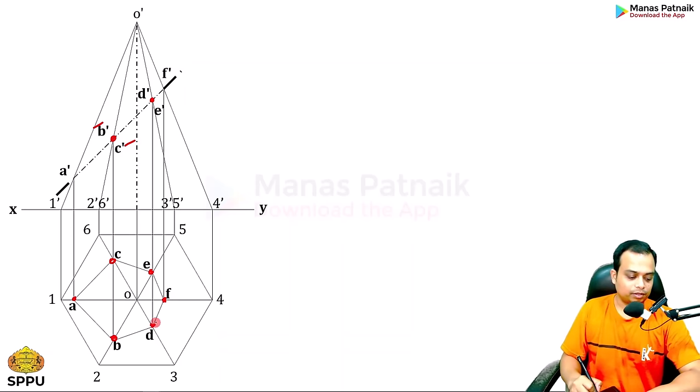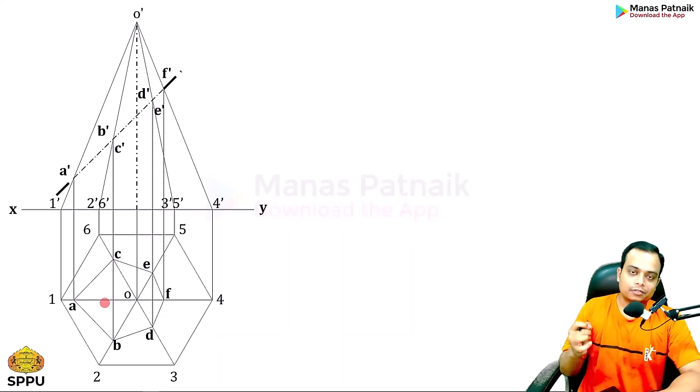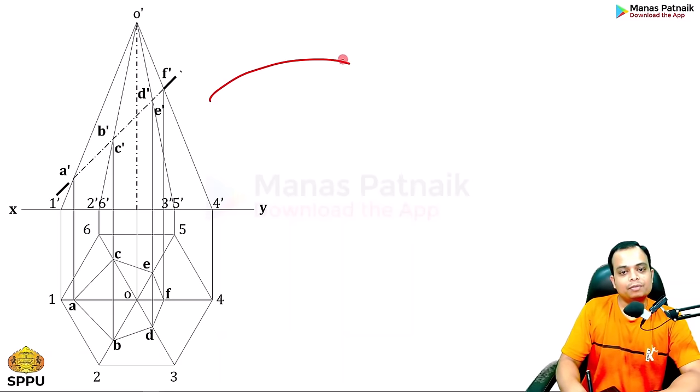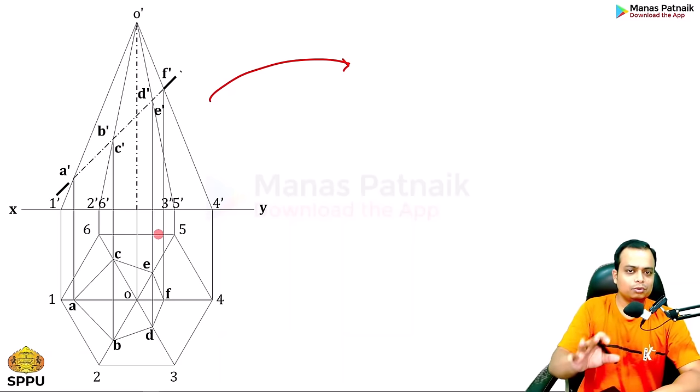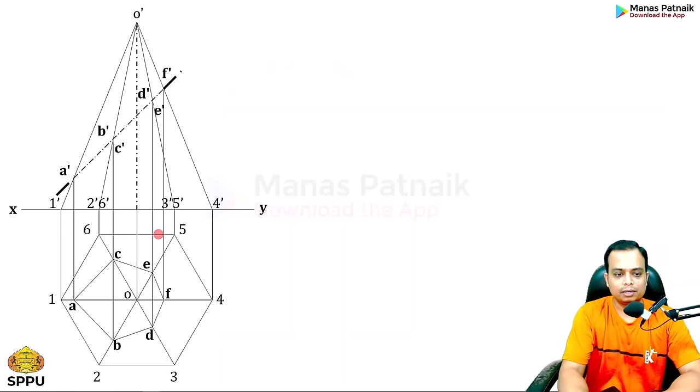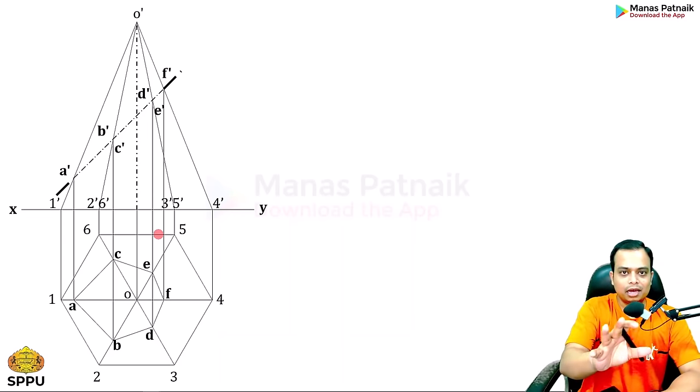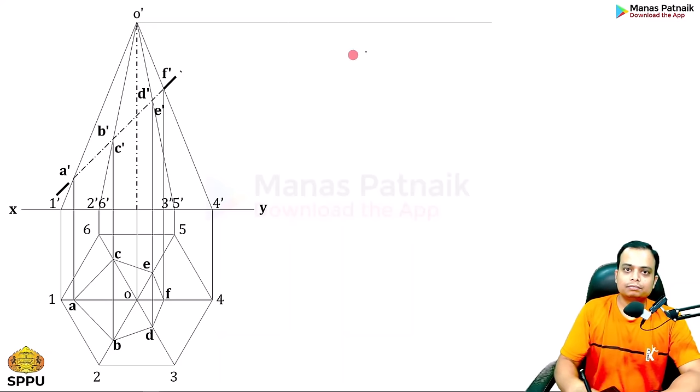Okay. Now you can join all of them, right? Please don't hatch this portion. You don't need that. What we're interested in is creating the development, and development is created from the front view. You just need to focus here on the front view only, right? Wherever the top view reference is required, I'll let you know. Draw a straight line from O dash. Let's say this point is O.